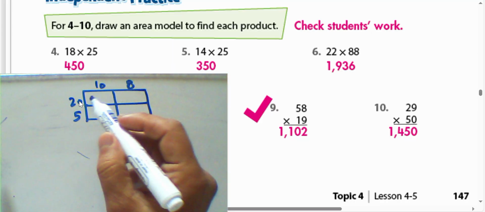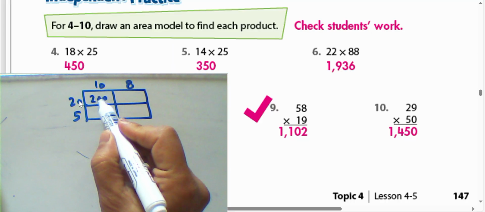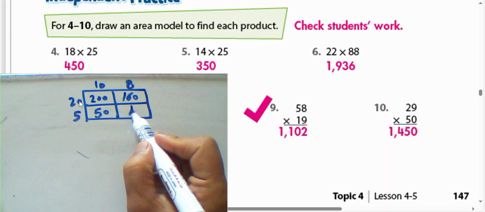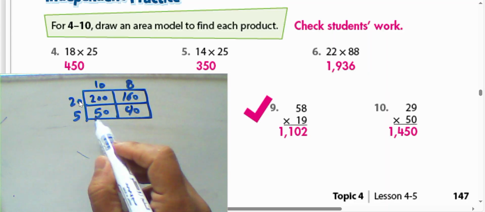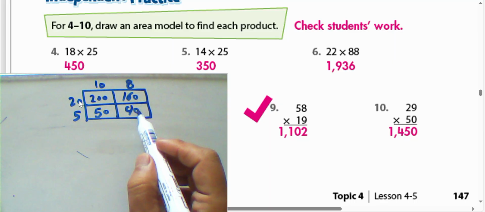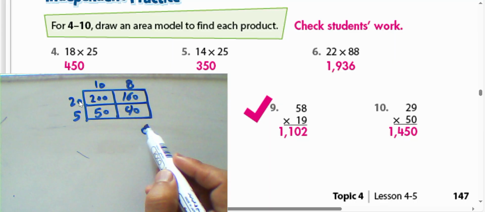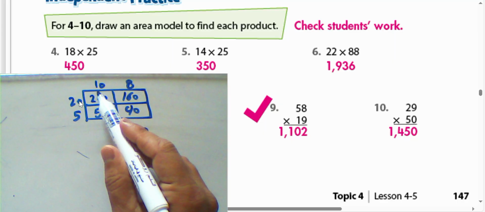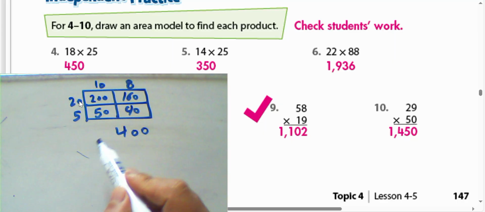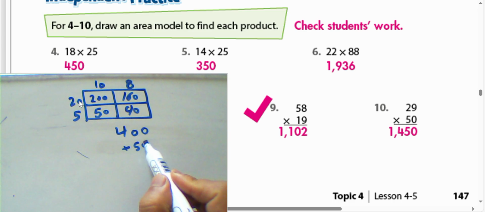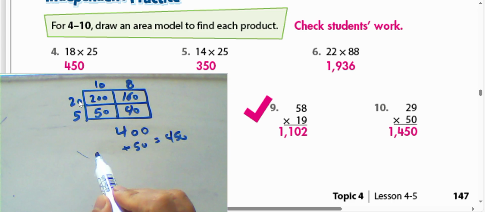Okay, and then find 20 times 10, 200. 20 times 8, 160. 5 times 10, 50. 5 times 8, 40. And then collect the numbers. 0 plus 0 equals 0. And 60 plus 40, 100. 100 plus 0 equals 100. 0 and carry 1. 2 plus 2 equals 4. And we have also 50. The answer will be 450.